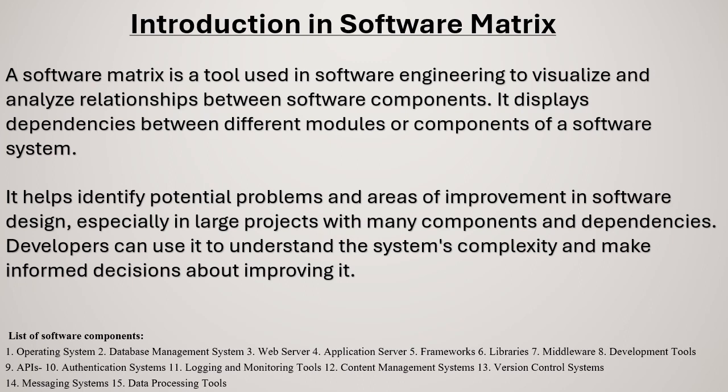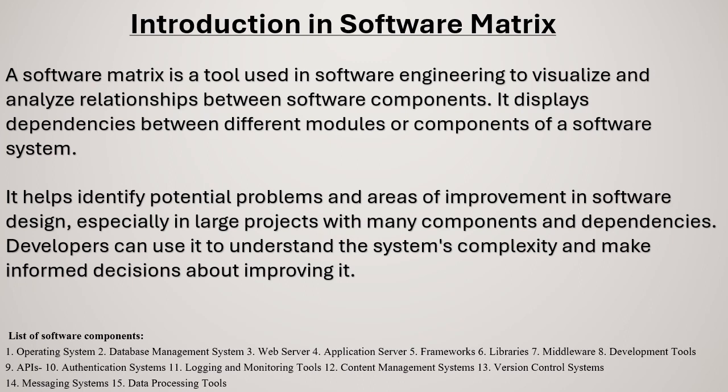So this one has dependencies between different modules or components of a software system. When we say dependencies, it means they rely on each other, each component in software engineering. For example, operating system will rely on database management system, and database management system relies on web server. Application server relies on framework, or vice versa.